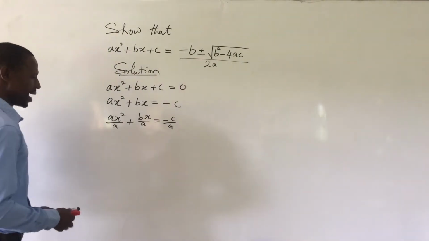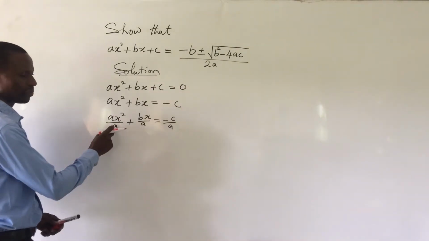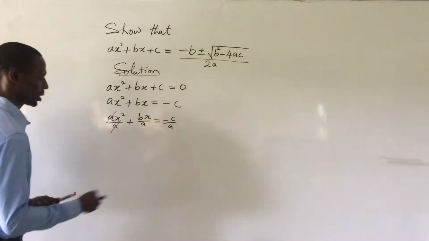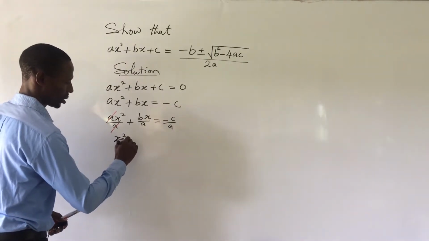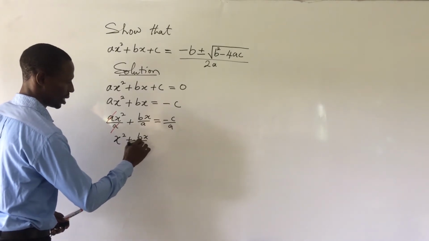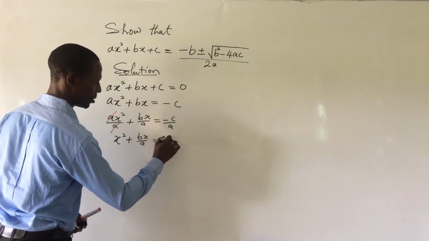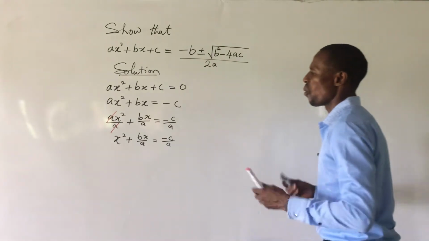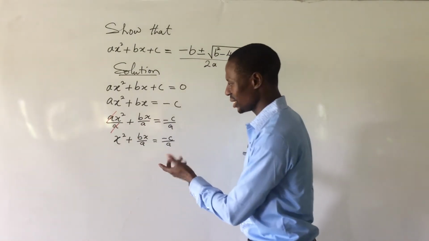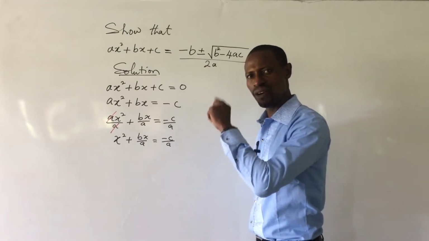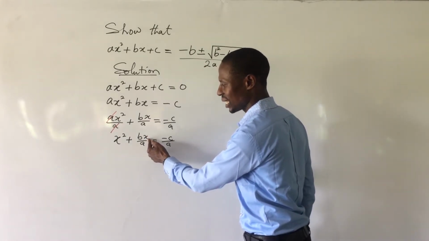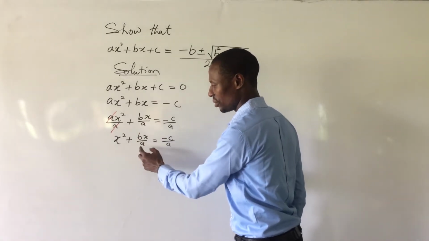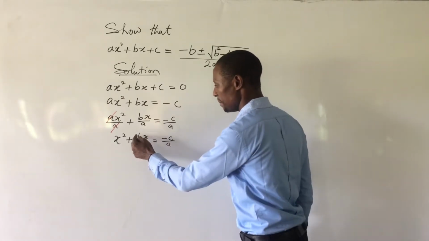Now, we have a at the top and at the bottom, so we cancel this. So we are now left with x squared plus bx all over a equal to minus c all over a. Now, let's take a look at this once again. At this stage, we find half of the coefficient of x, and the coefficient of x is b all over a.